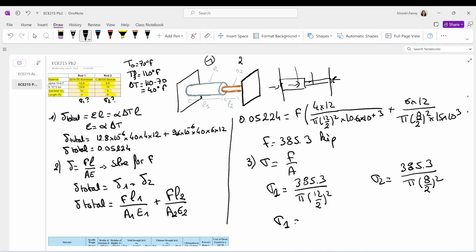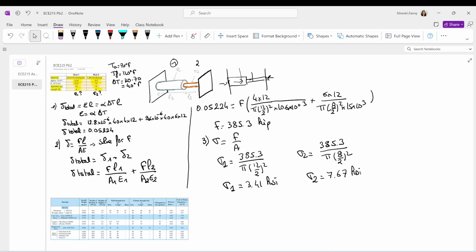We ended up with the sigma 1 in the first one equal to 3.41 KSI and sigma 2 equal to 7.67 KSI. Does that make sense? What makes sense is that sigma 2 is larger than sigma 1 because the area of the rod number 2 in bronze is smaller.